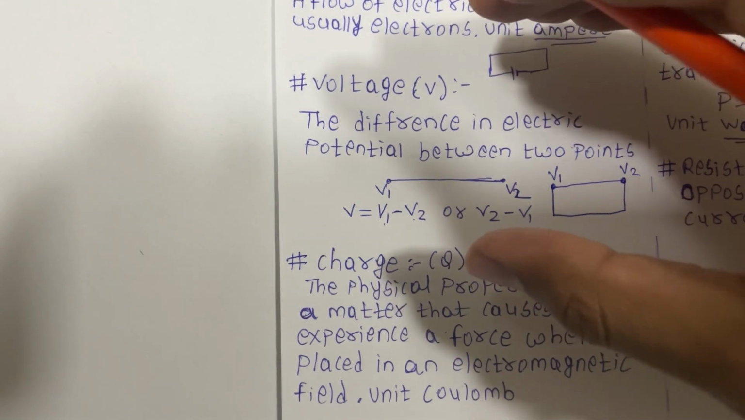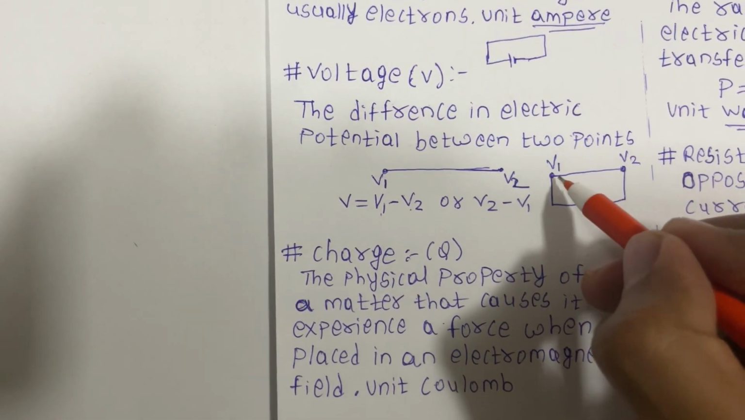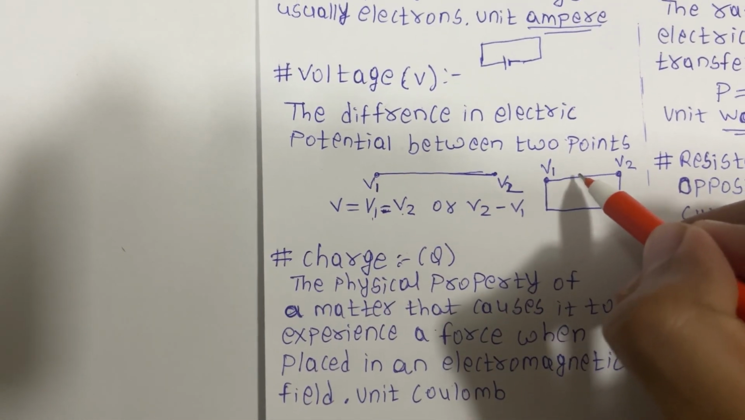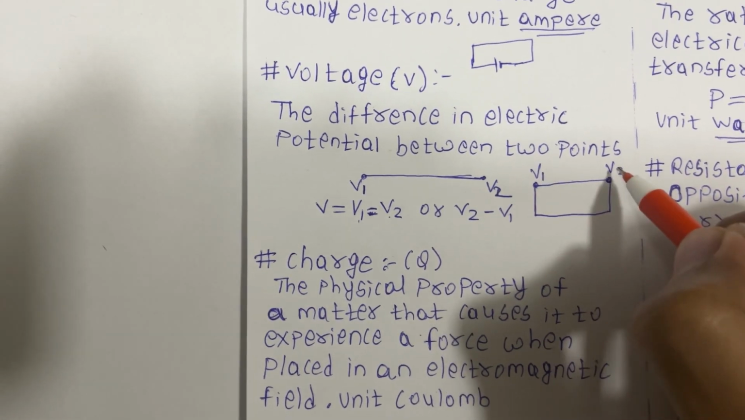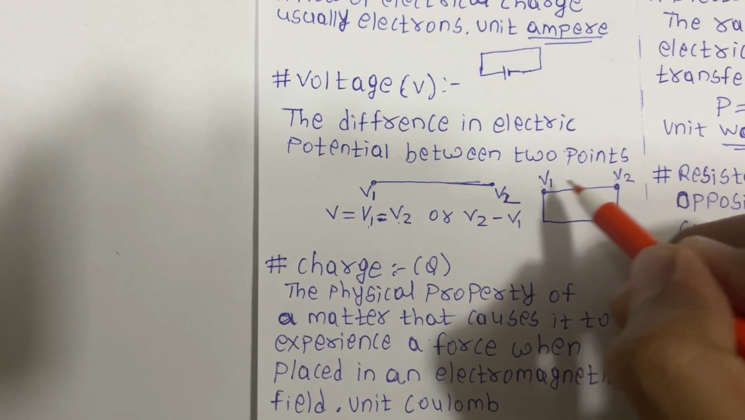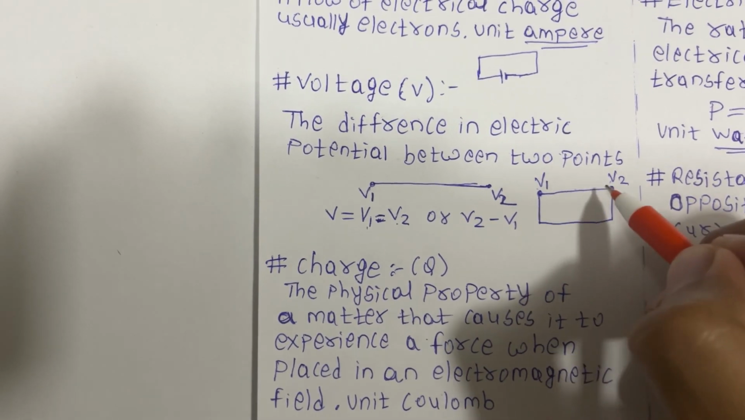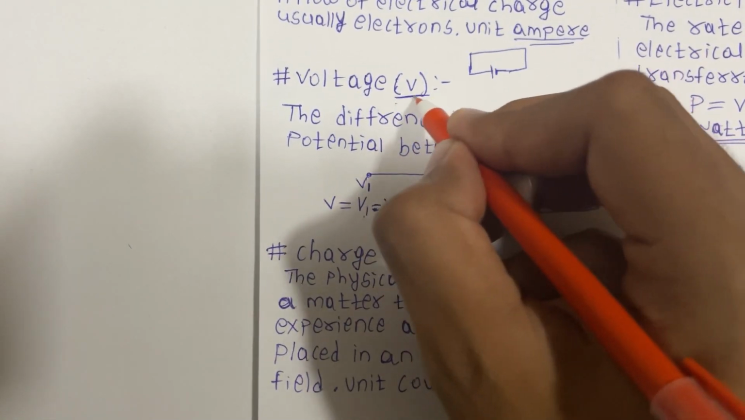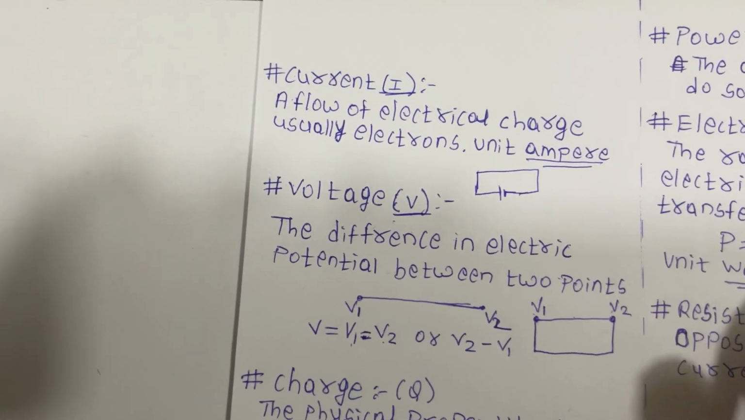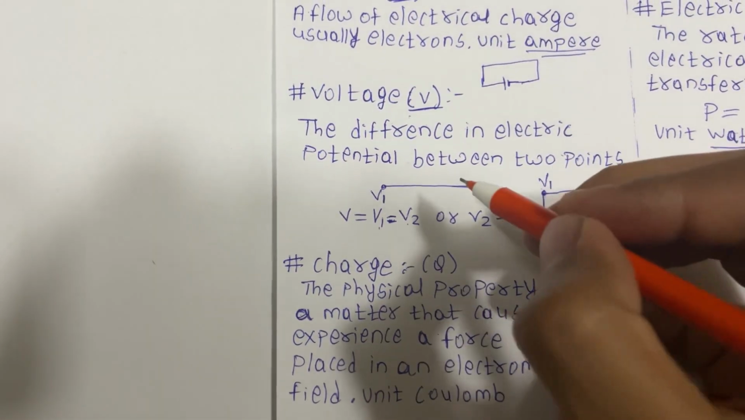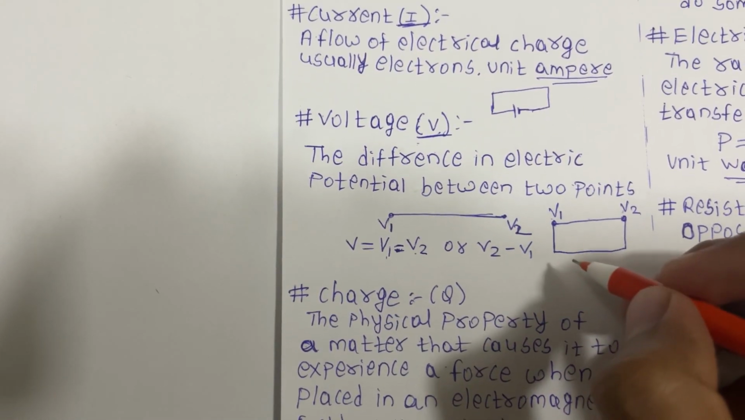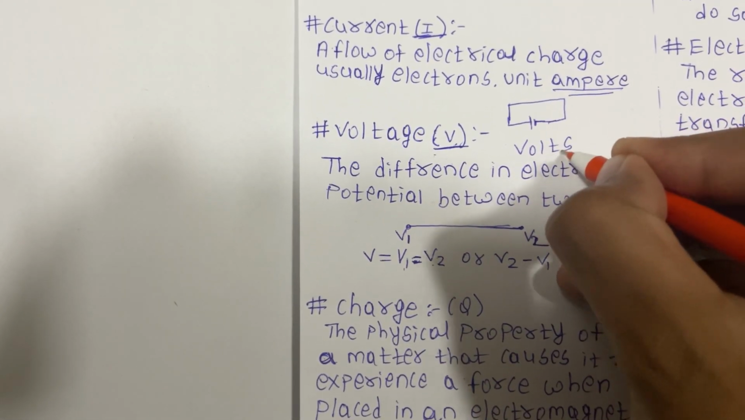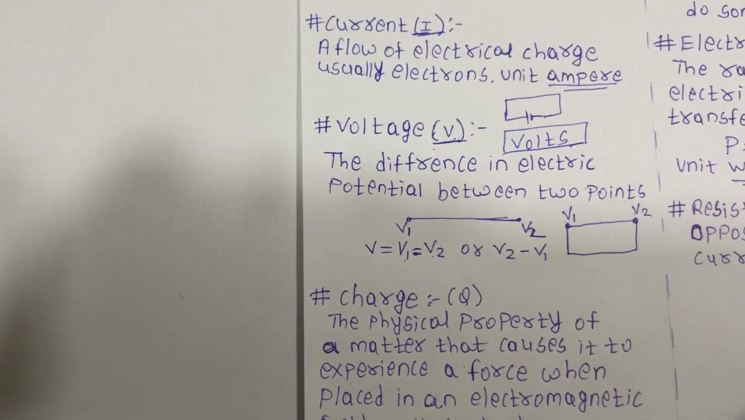Voltage is an electrical potential difference between 2 points. These 2 points will have some difference, and this difference is what we call voltage. Voltage is denoted by V, current is denoted by I, and the unit of voltage is volts.